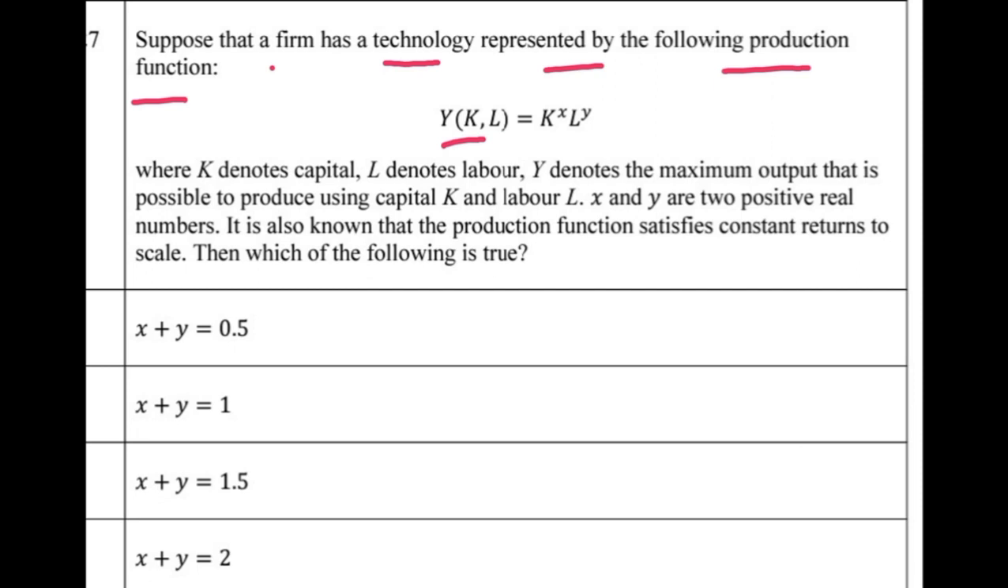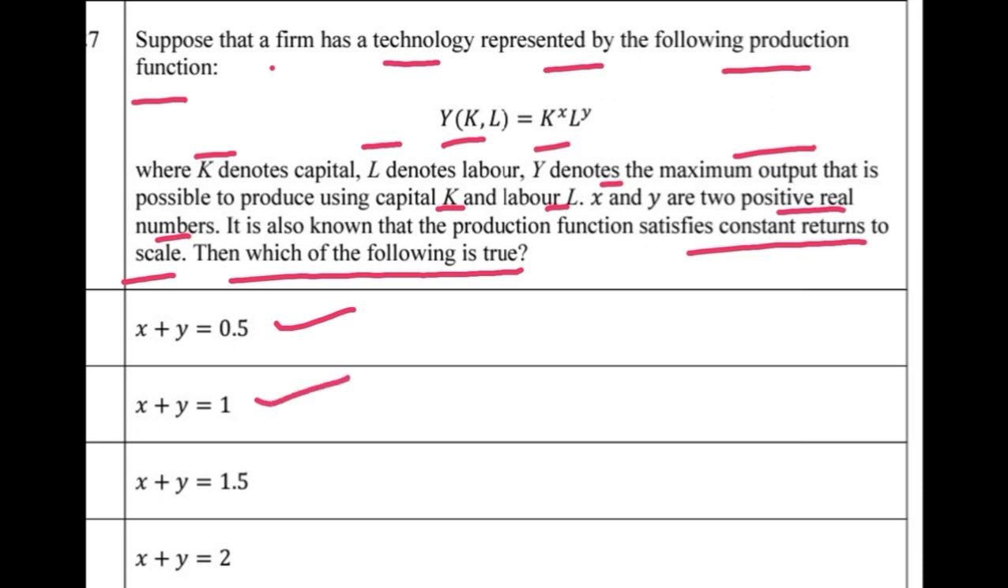Where K denotes the capital, L denotes the labor, y is the maximum output that is possible to produce using capital and labor. x and y are two positive real numbers. It is also known that the production satisfies constant returns to scale. Then which of the following is true? x plus y is equal to 0.5, x plus y is equal to 1, x plus y is equal to 1.5, or x plus y is equal to 2.